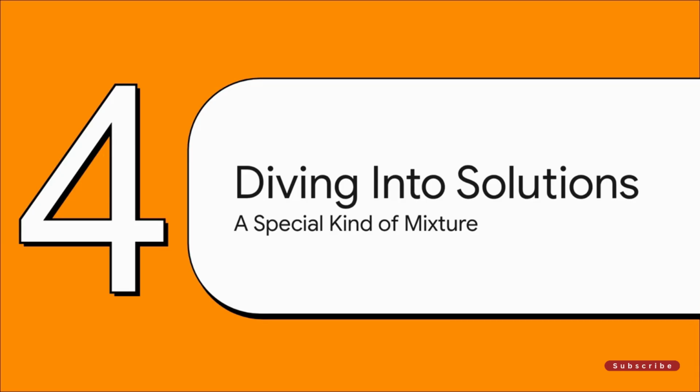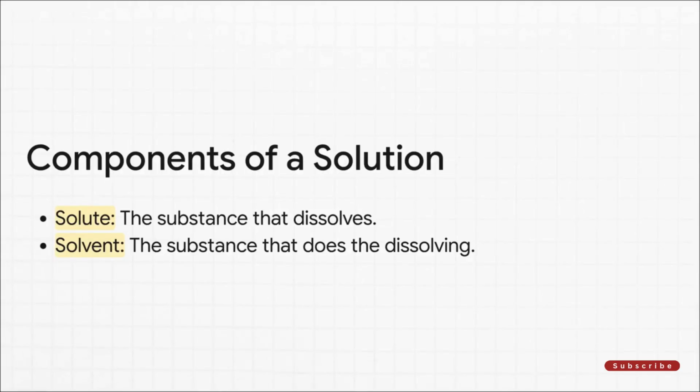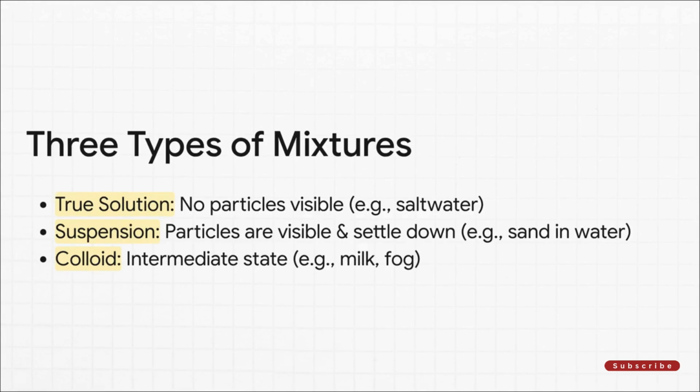Okay, let's zoom in on a special type of mixture that we deal with constantly: solutions. A solution is really just the scientific name for a homogeneous mixture. They're everywhere. And every solution has two parts. You've got the solute. That's the stuff that gets dissolved, like sugar. And you have the solvent. That's the stuff that does the dissolving, like the water in your tea. Usually the solvent is whatever you have more of. Simple as that.